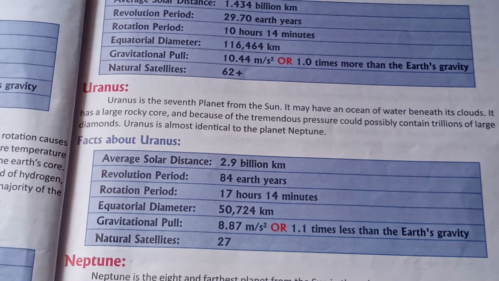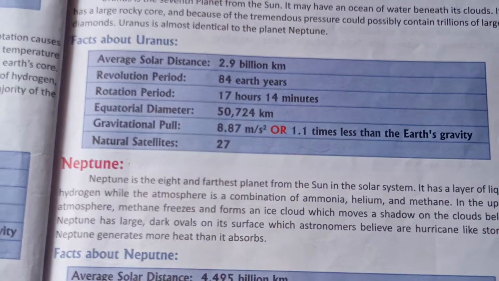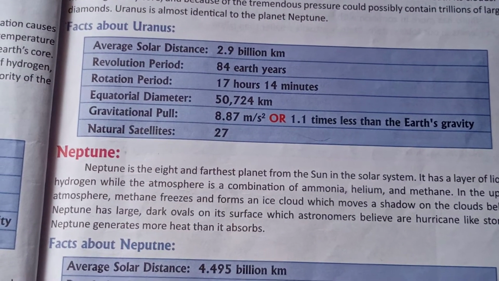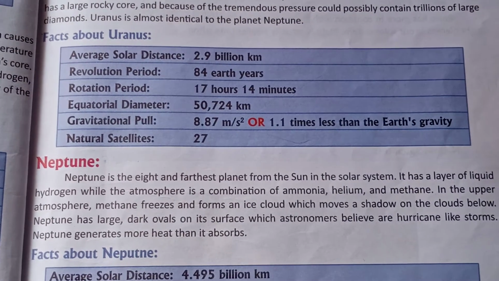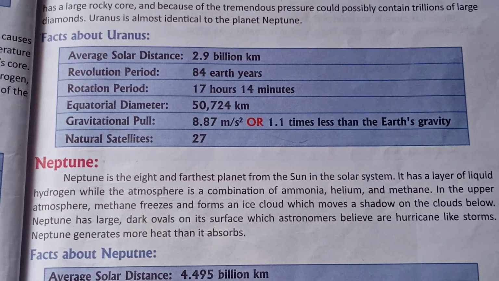And the facts about Uranus: distance from the Sun is 2.9 billion kilometers. Revolution period is 84 Earth years. Rotation period is 17 hours 14 minutes. Distance from the equator is 50,724 kilometers and gravitational pull is 1.1 times less than the Earth's gravity.